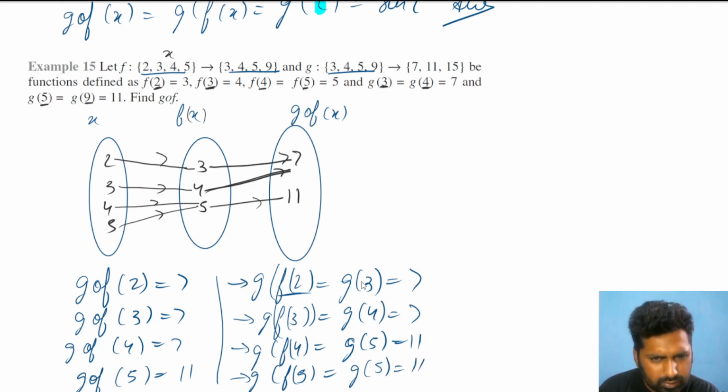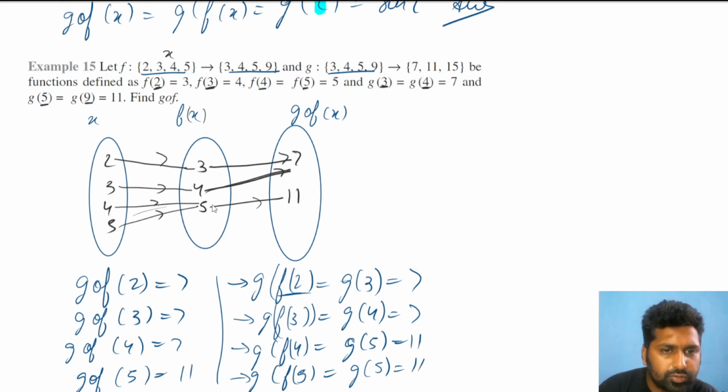So either you can calculate like this, or you can understand with the help of a diagram also. It's just that you can now actually see things happening here. So whatever values of x, f of x we got, we put it inside g to get the value of g of f of x.